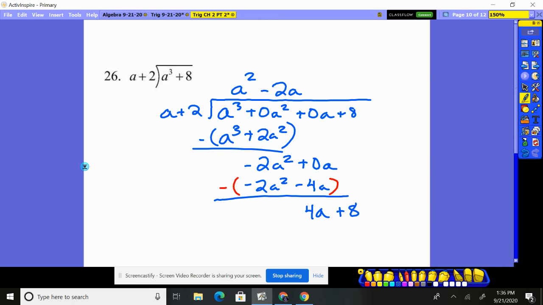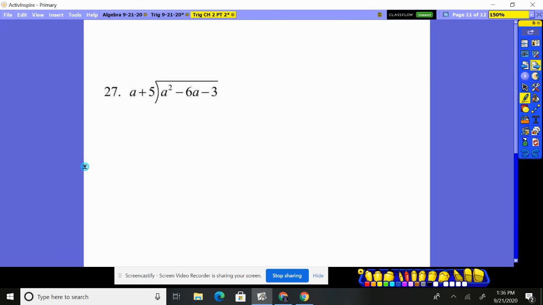I bring down the 8. Start all over again. A goes into 4a 4 times. 4 times a, 4a. 4 times the 2, 8. Subtract the whole thing. No remainder again. I doubt it'll be that way for the next one.